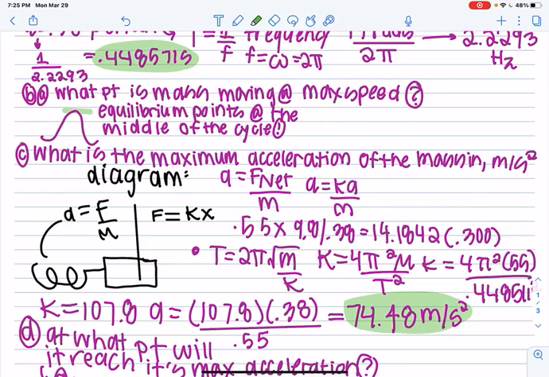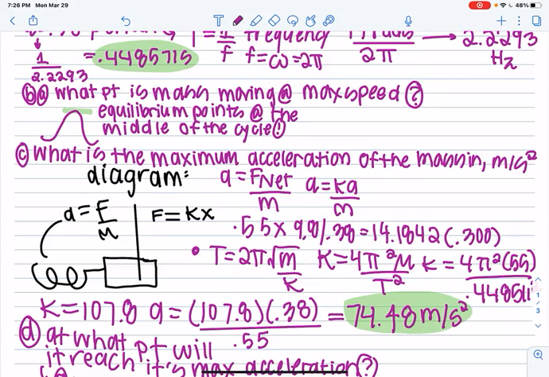So I said 0.55 times 9.8, which is just mg. Mg is a known thing in physics; because there's a downward force, we use mg, and essentially mg is just the force. Then I divided that by 0.38, which is A, and I got 14.1842. And then I plugged it into this formula, which is a formula for period, and I manipulated it so that it's solving for k.